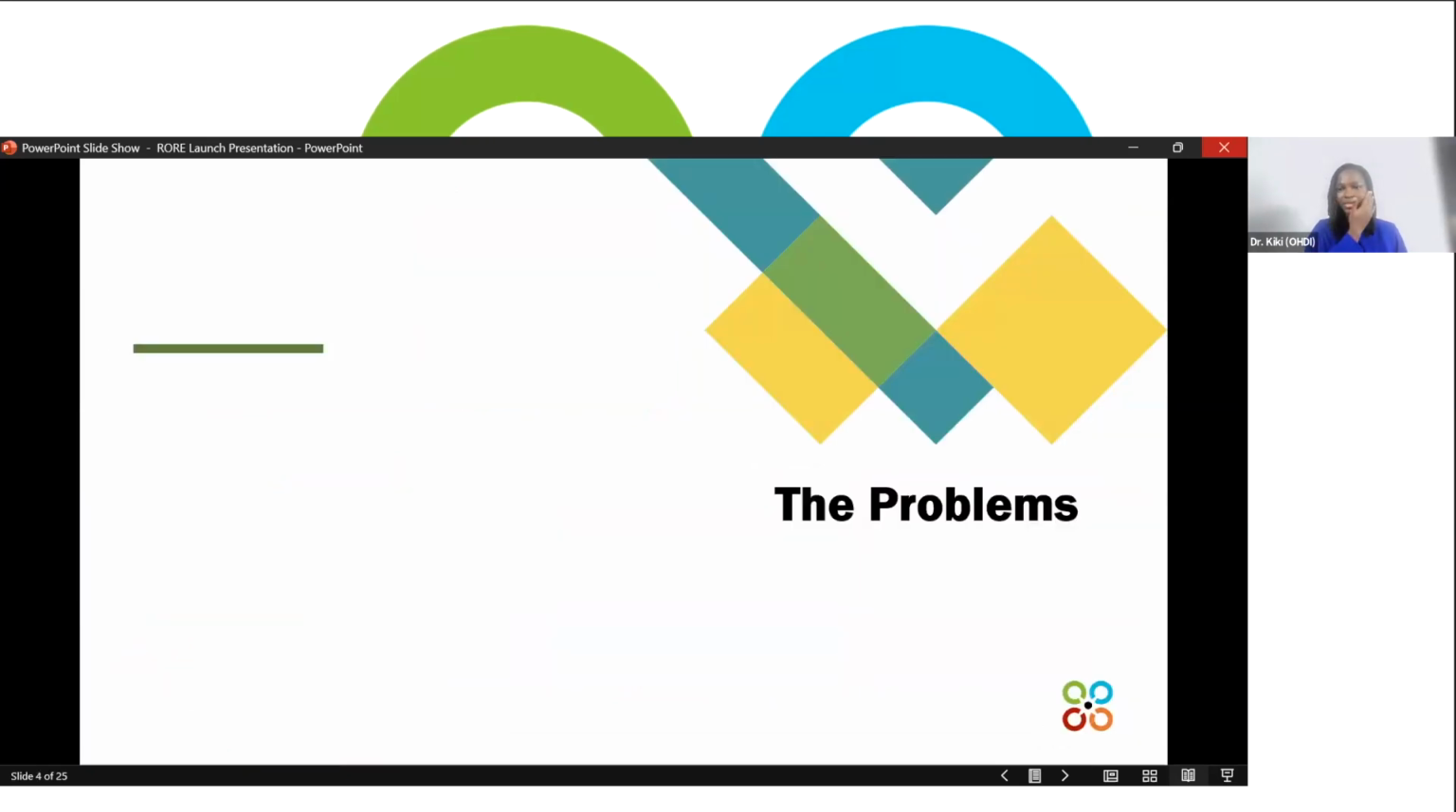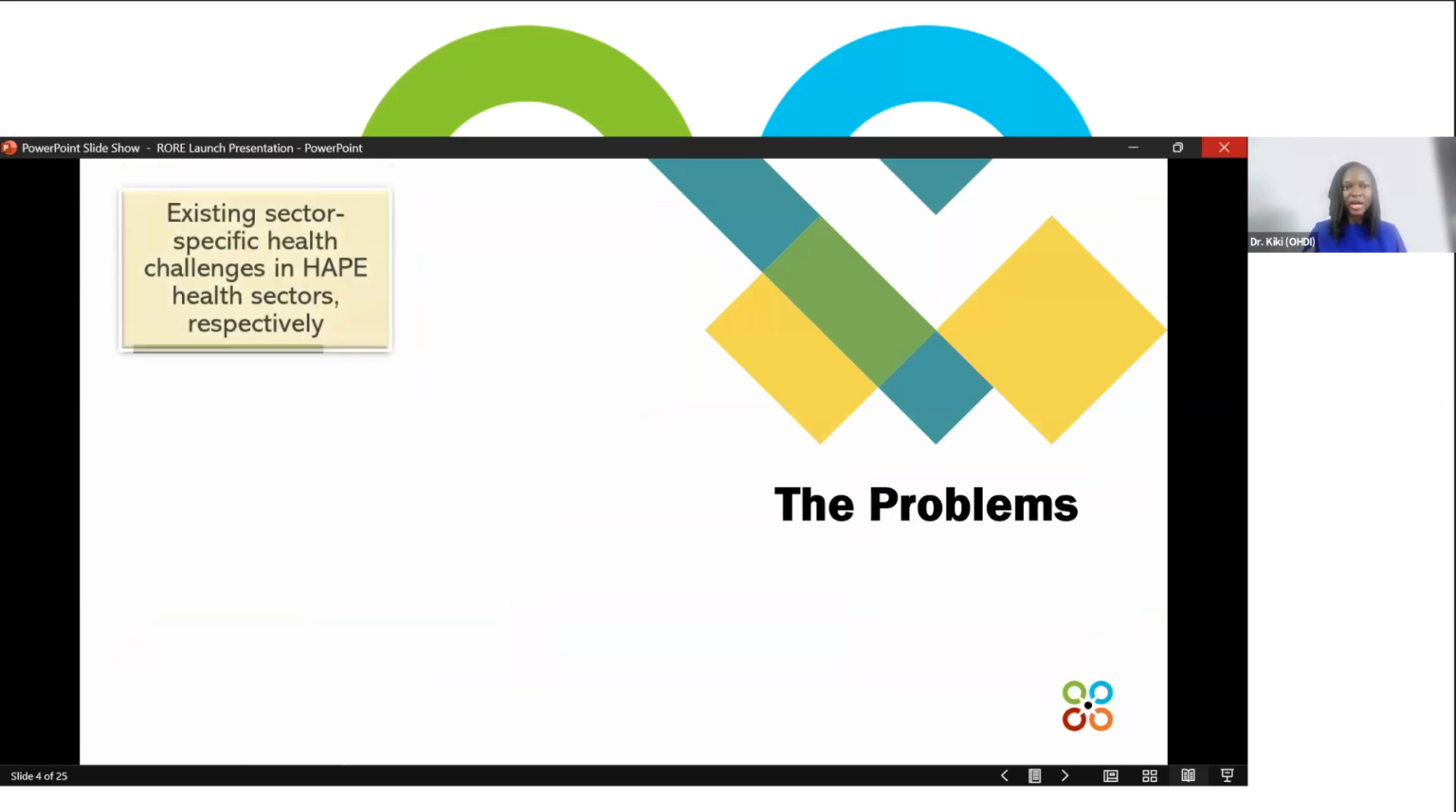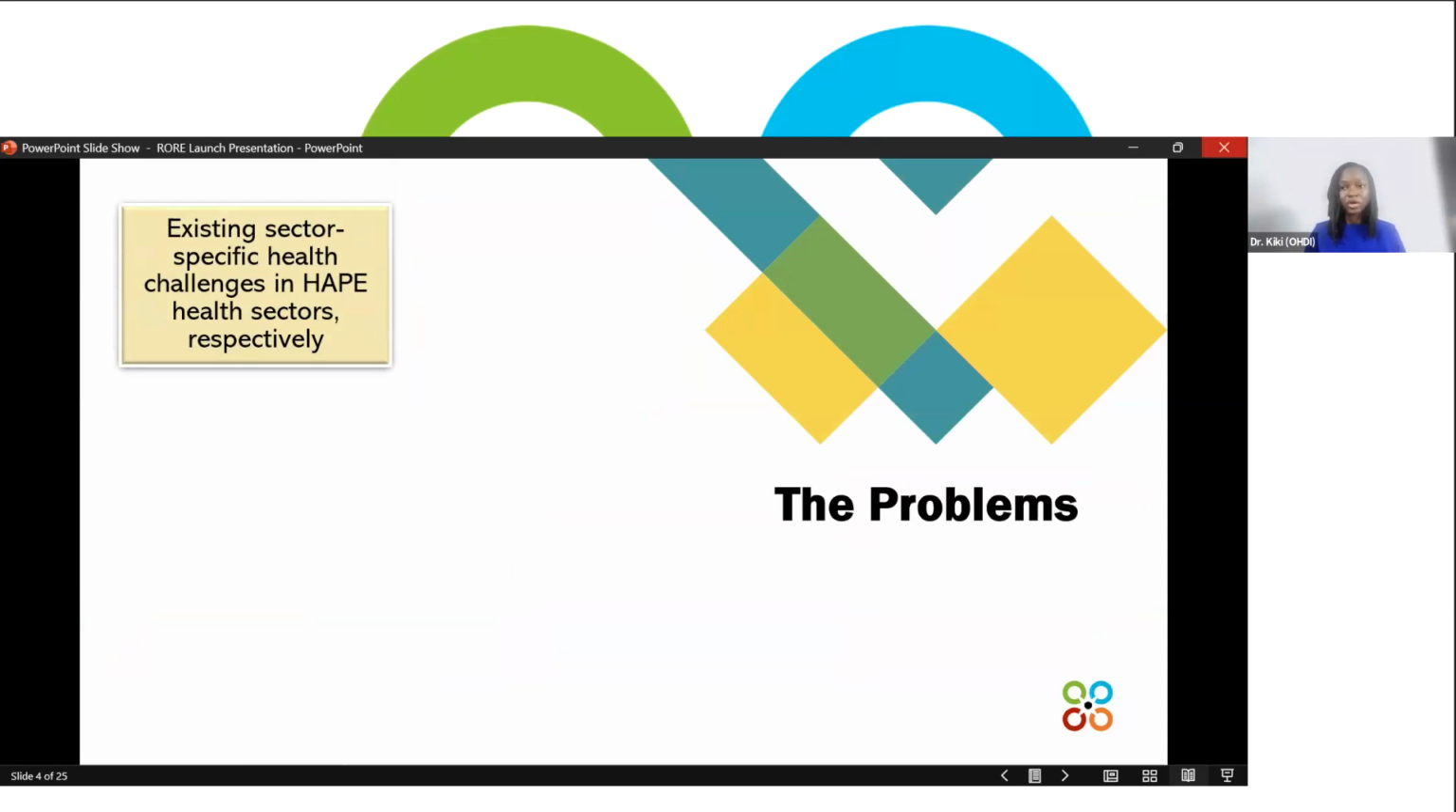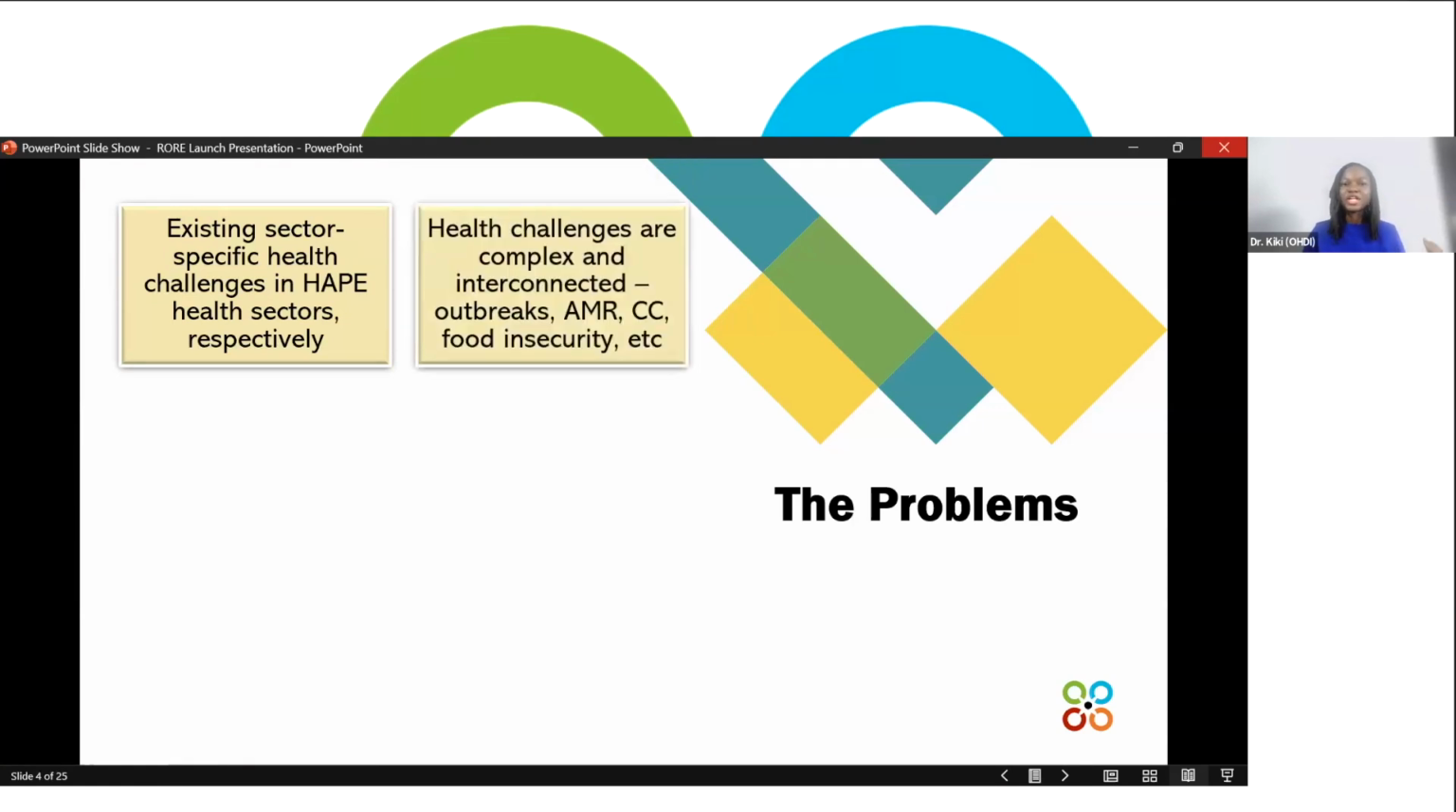Now, talking about the problems, these gaps that we have seen in the work that we do at OHTI is what builds up to why we established Rore. The first one, which everybody who has worked around the One Health sector knows, is that we have existing sector-specific health challenges in the human, animal, plant and environment sectors. I had to put it as HAPE because of space, but I think it's a good acronym. Across these sectors, they have existing sector-specific challenges, and many of these challenges are complex and interconnected.